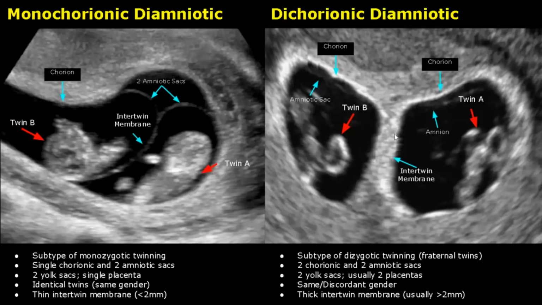The twins' gender can either be same or discordant, that is, one twin can be female and the other twin can be male. The intertwin membrane will be thick because it is made up of two layers of chorion and two layers of amnion. You can see that it is much thicker than the intertwin membrane in monochorionic diamniotic twins.